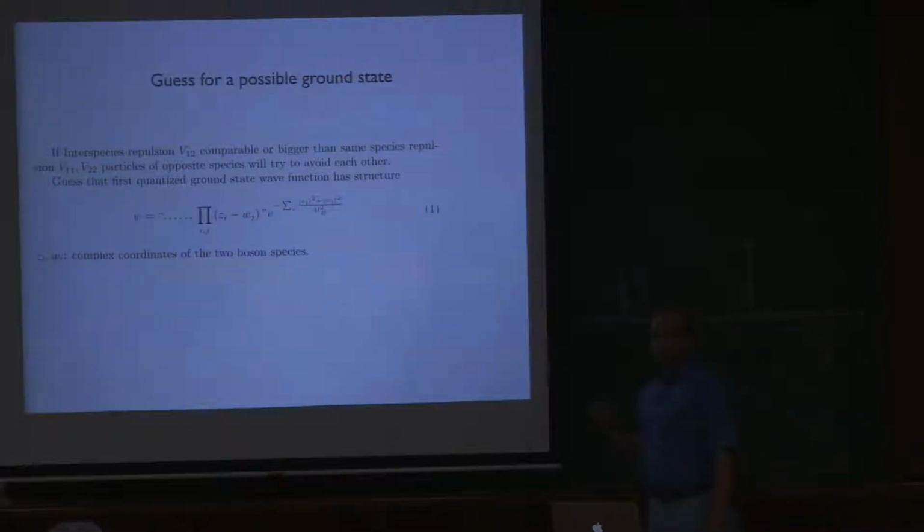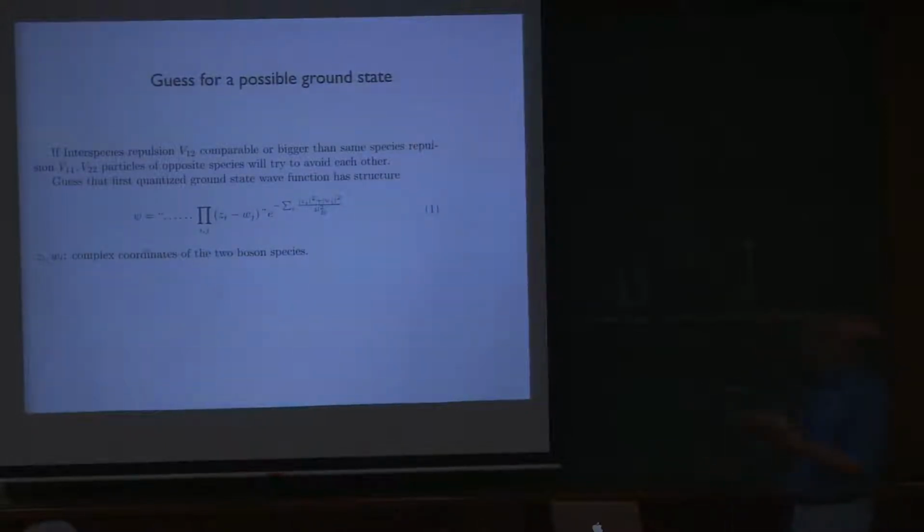So let's guess a possible answer, right? The parameters in the Hamiltonian are the Landau level spacing and the strength of the various interactions, the same species interaction and different species interactions, right? Now let's imagine a situation where the interspecies repulsion is not small, that it's reasonably big. Then because the two species repel each other, the two particles will want to stay away from each other, right? That's what that term tries to do.